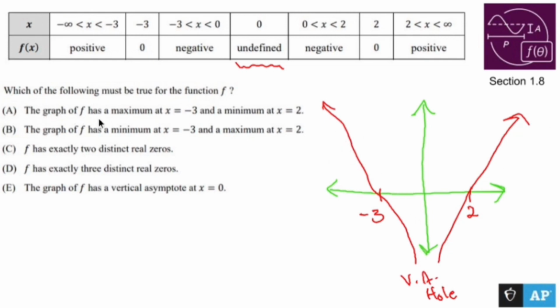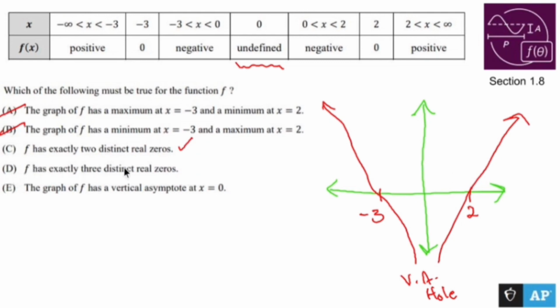The graph of f has a maximum at -3 and a minimum at 2. No, that doesn't make sense. The graph of f has a minimum at -3 and a maximum at 2. No, that doesn't make sense. F has 2 distinct real zeros, exactly 2 of them, -3 and 2. Those appear to be the only zeros. So that checks out, but I'm always paranoid and need to double check.